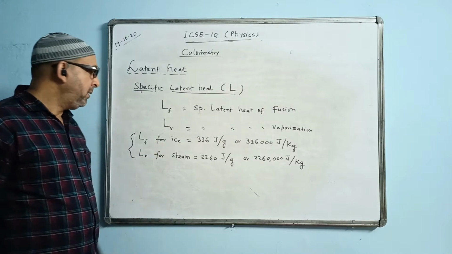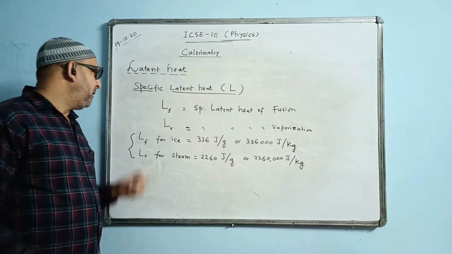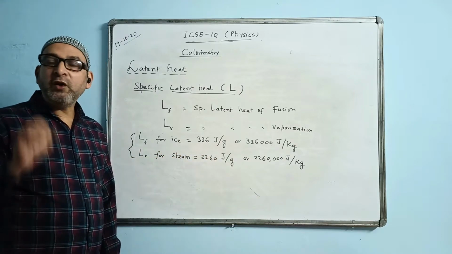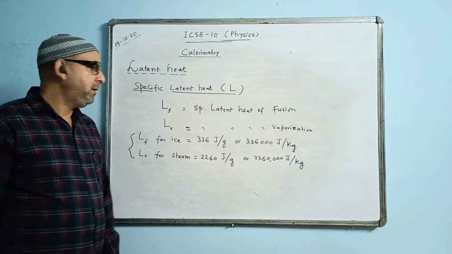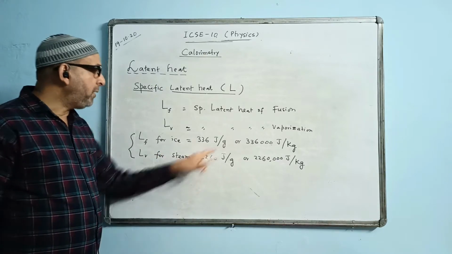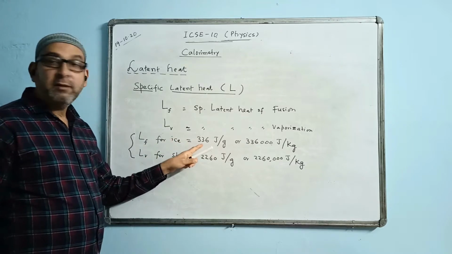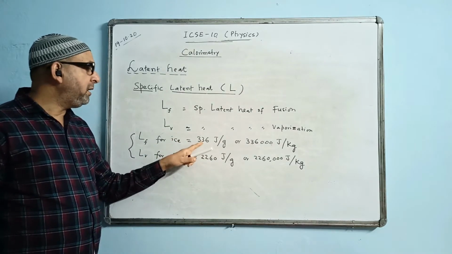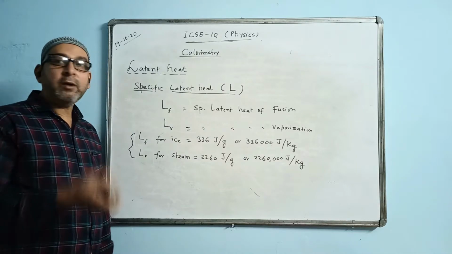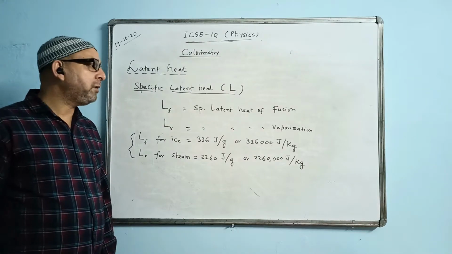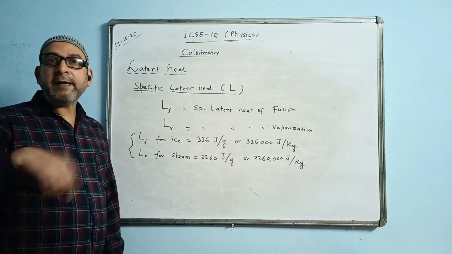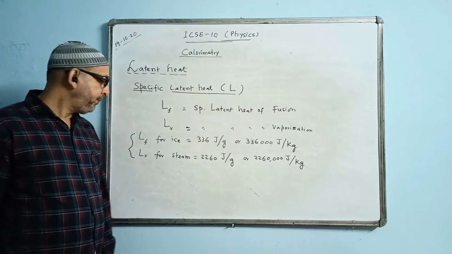This is the meaning. So even a question may come like this: the specific latent heat for ice is 336 joule per gram, what do you mean by this statement? Write down the answer. We say this statement means that 1 gram of ice will require 336 joule of heat to change into water, or to melt into water at a fixed temperature, and within brackets you can add 0 degrees Celsius.